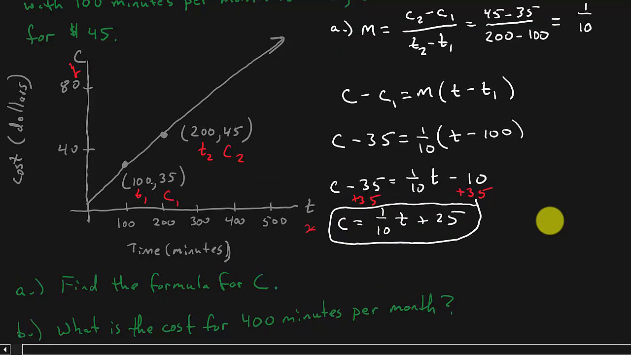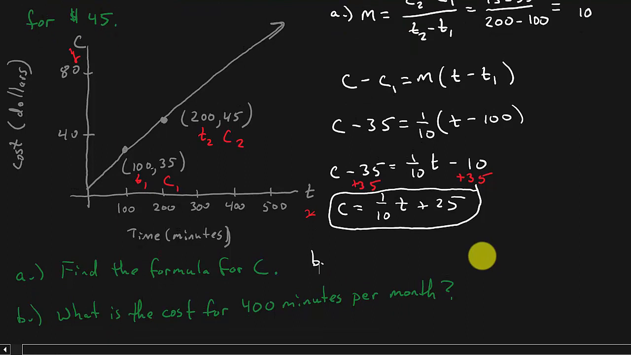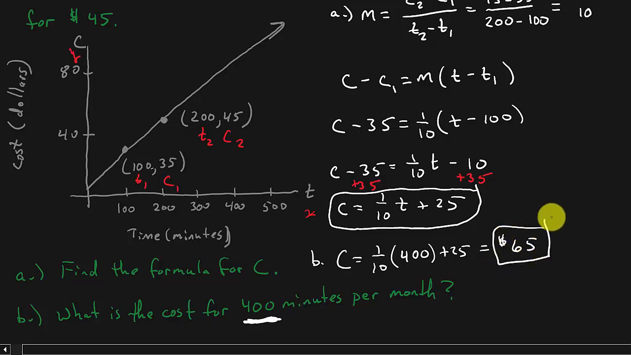to part A. So now for part B, it says, what is the cost for 400 minutes per month? So I want to know the cost. So that's just going to be C is equal to 1/10, 400 minutes, that's T. So I want to know what is C when T is 400 plus 25. And that would be what? That's 40, right? 400 divided by 10 is 40 plus 25. And that would be $65. Okay.